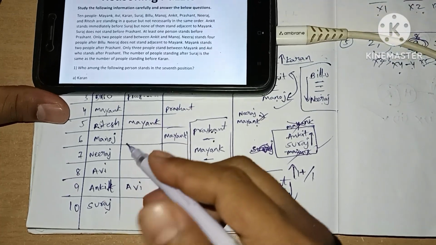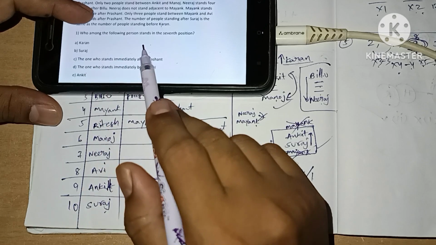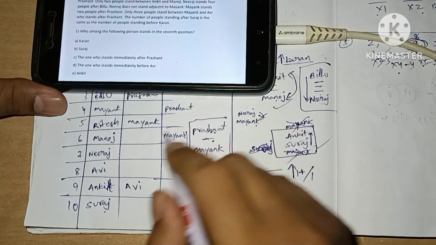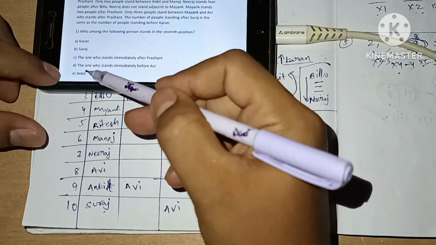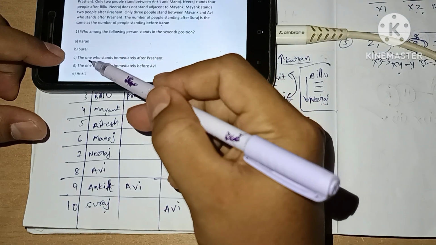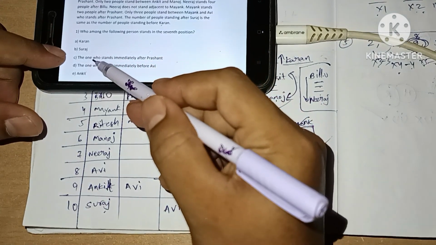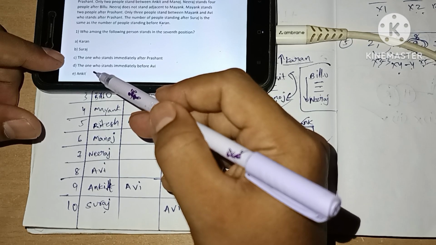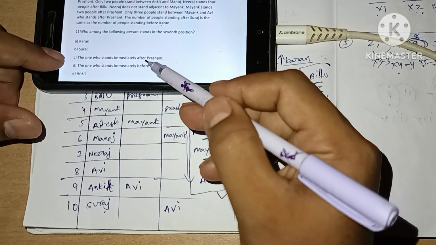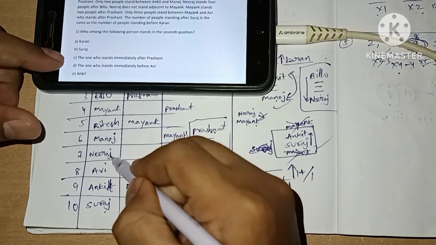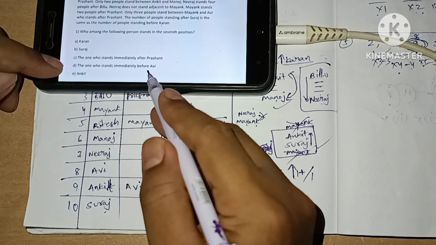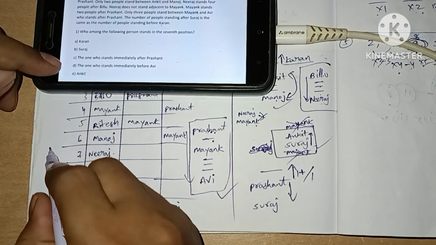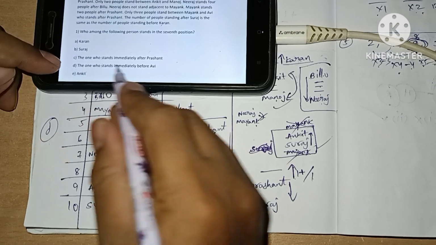So let's see the questions. Who among the following persons stands in the seventh position? Seventh position is Neeraj. Here we don't have the option of Neeraj in A, B and E. So C and D may be our answer. The one who stands immediately after Prashant. Immediately after Prashant, no. So our answer will be option D, the one who stands immediately before Avi. So option D is the first answer.